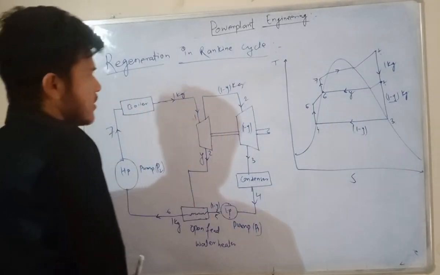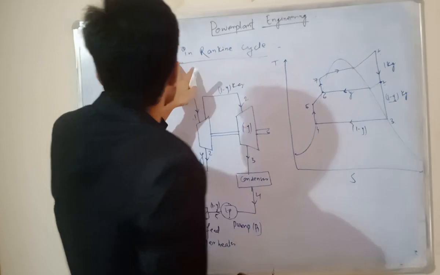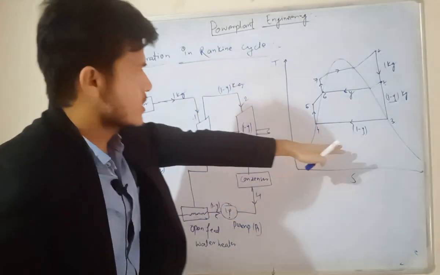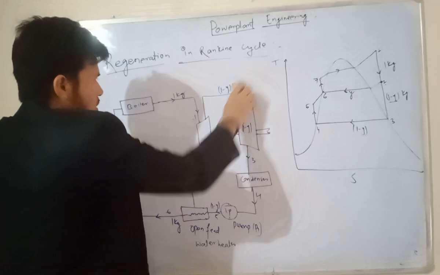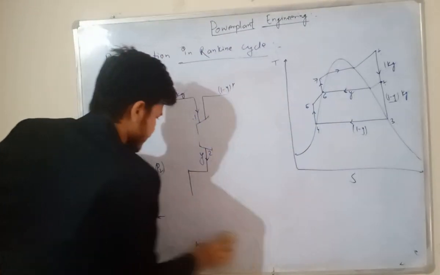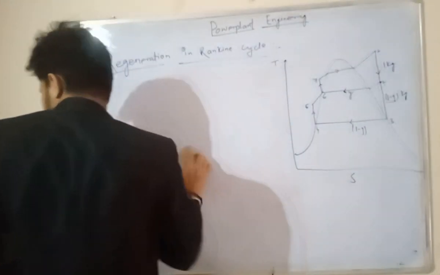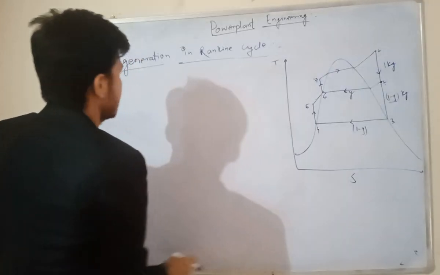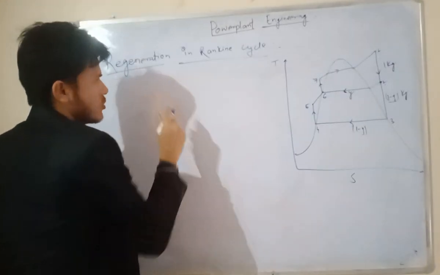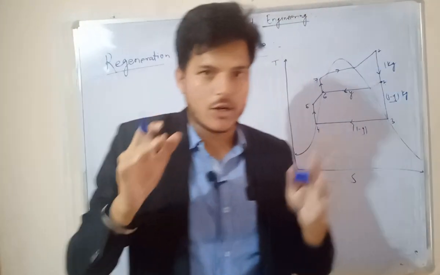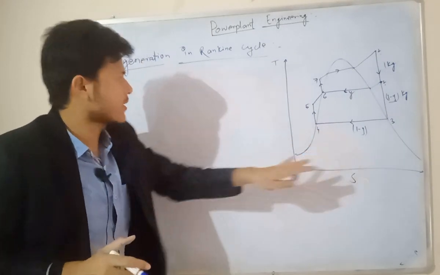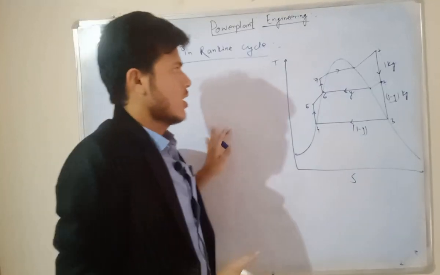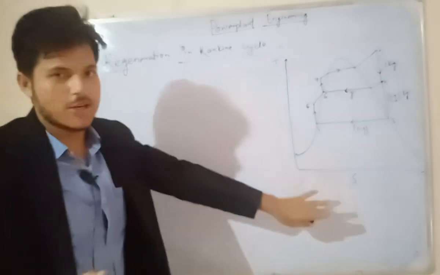Let's compare the simple Rankine cycle diagram and a regeneration Rankine cycle. This is a regeneration Rankine cycle, my dear. Now let's remove it. Now what are the effects we will get after the regeneration process? Just I am going to draw one simple Rankine cycle. It will be helpful to understand the regeneration cycle and the simple Rankine cycle, and the effects we will get after the regeneration process.